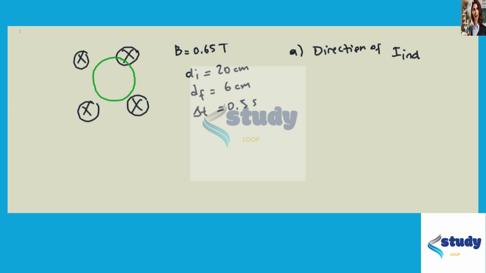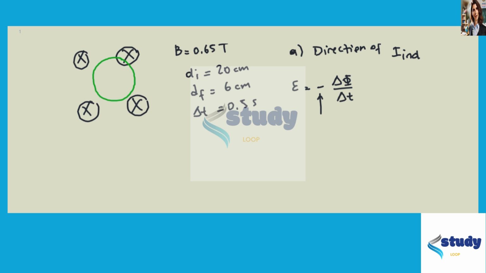Now, in order to figure out the direction of the induced current, we've got to remember Lenz's law, right? Induced EMF equals the negative of the rate of change of flux. So this negative sign here means whatever the change is to the magnetic flux, the loop itself is going to want to oppose that change, right?